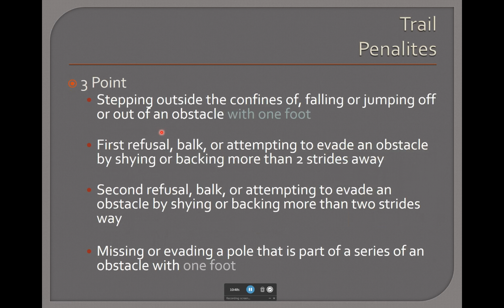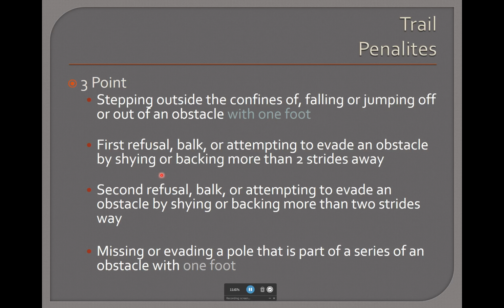Some other 3-point penalties are stepping outside the confines or coming off of an obstacle with 1 foot. So they're having to back around something and they take 1 foot off. They're going over a bridge and they take 1 foot off. That's a 3-point penalty. You'll see here in a minute, if they take 2 feet off, it's a higher penalty.